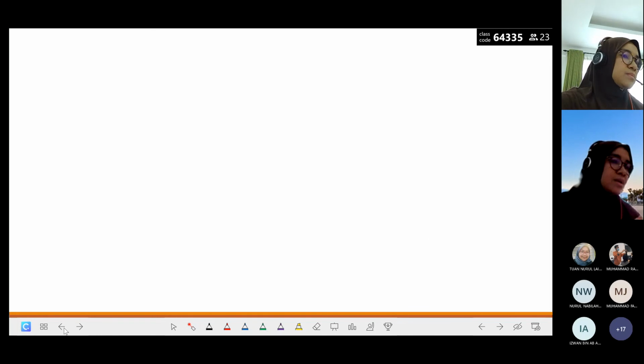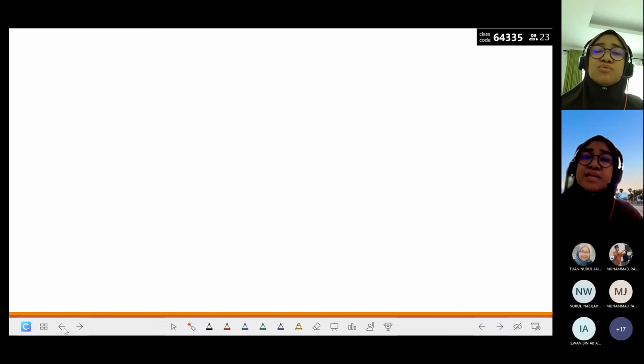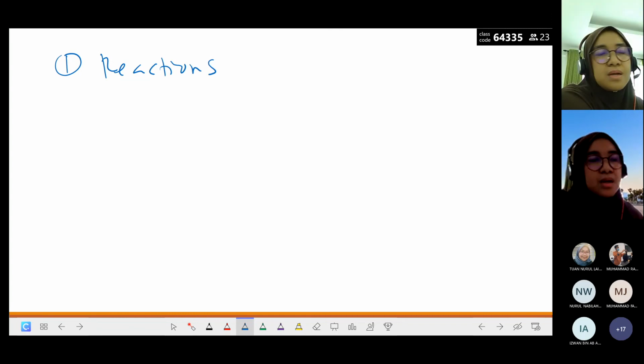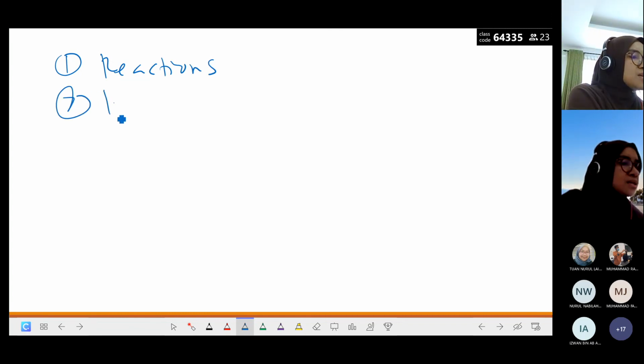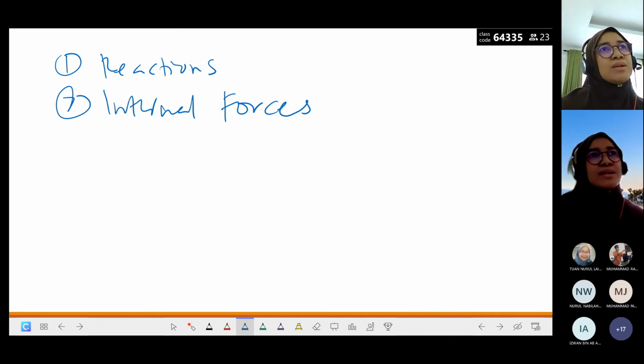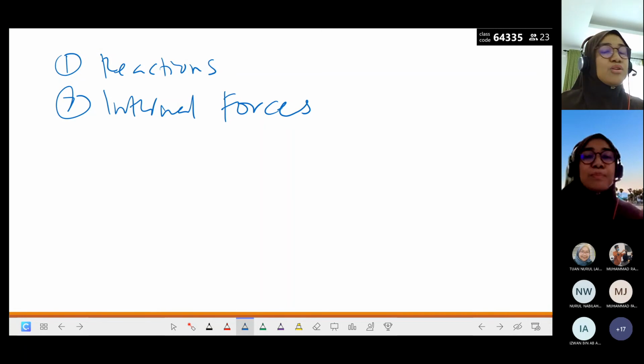Safety factor. No. 3 goals whenever you learn structural analysis is to determine number 1, reaction. Number 2, internal forces. Reaction, when you learn cable, you have to calculate reaction. When you learn arch, you have to calculate reaction. When you learn frame, you have to calculate reaction, isn't it? Yes. Yes, Doctor. And then followed by internal forces.